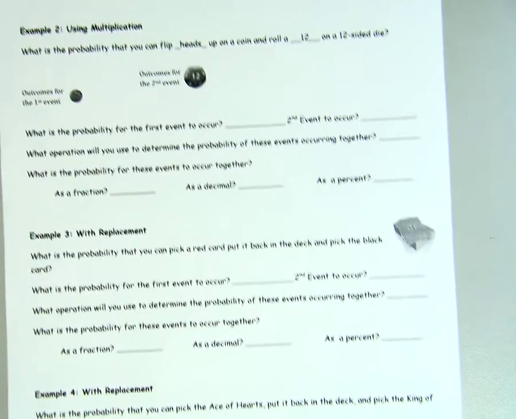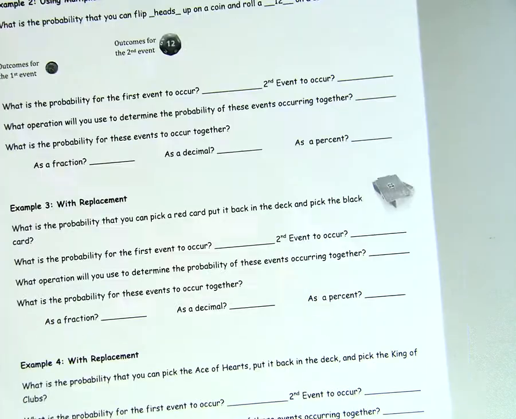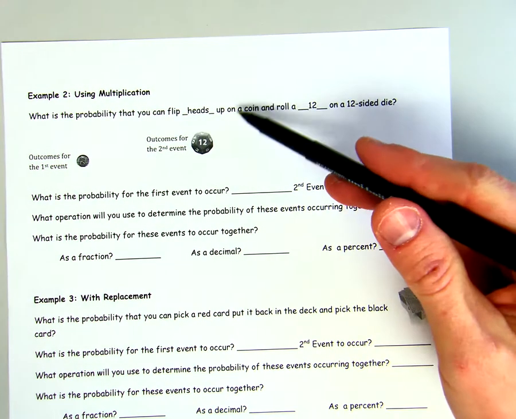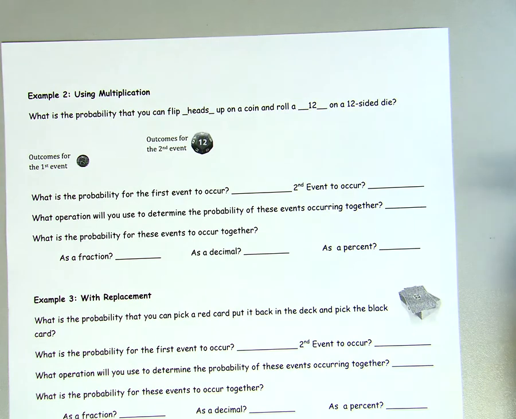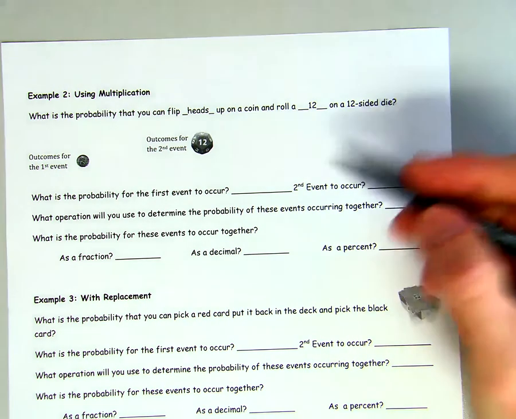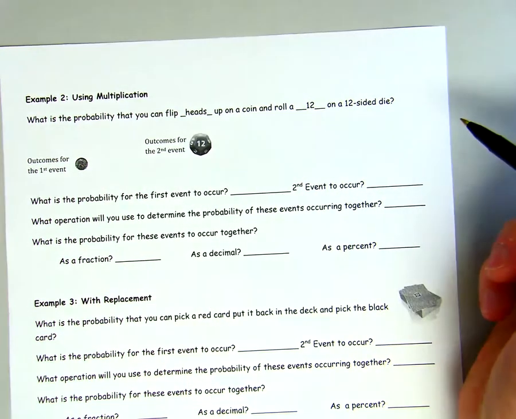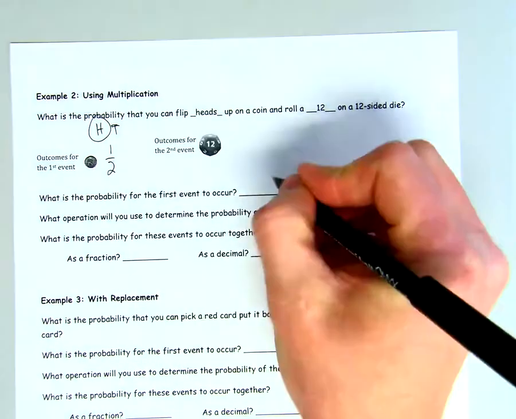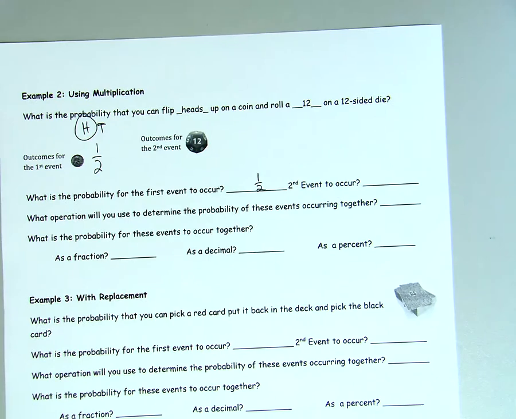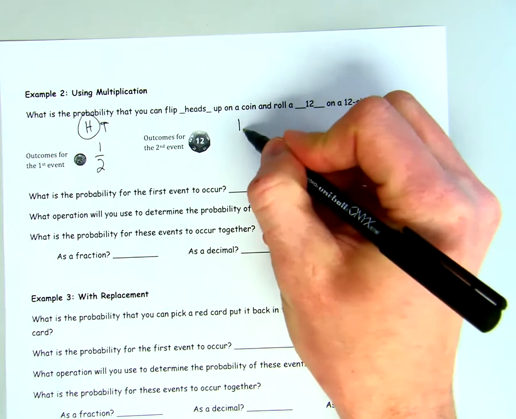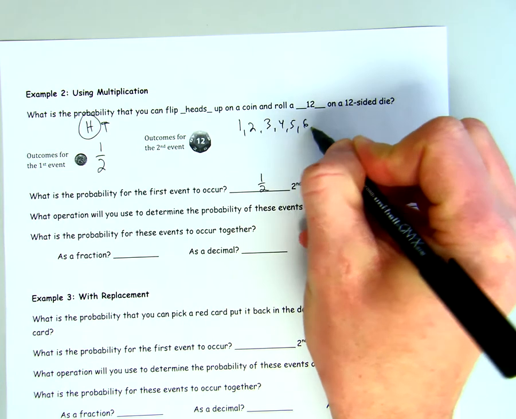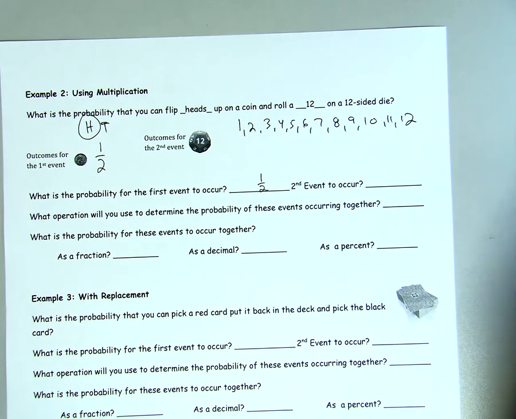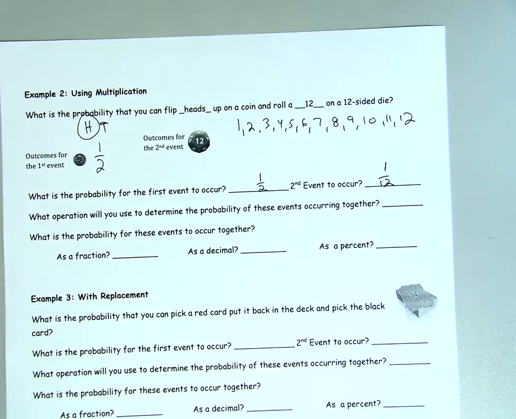All right, we're going to do the same thing. We're going to use multiplication just like we did before. This time we're going to talk about getting a heads and then rolling a 12-sided die and getting a 12. First question: what is the probability of the first event occurring? We have a heads or a tails. We want to get 1 out of 2. We're looking for our heads. Then I have the probability of my second event occurring. I need to get a 12, but my possibilities are 1, 2, 3, 4, 5, 6, 7, 8, 9, 10, 11, 12. So I have 12 possibilities, and the only one I need is my 12, so 1 out of 12.